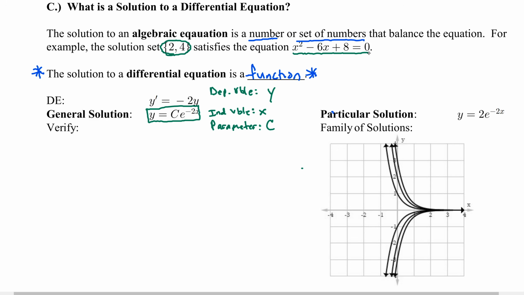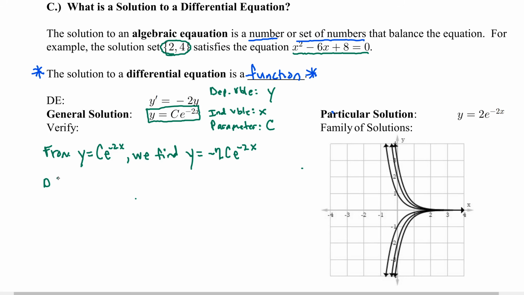So notice our differential equation contains a first derivative, y prime. From our given general solution, that is y equals c e to the negative 2x, we can find the first derivative. That is y prime equals negative 2c e to the negative 2x. Here I'm just differentiating with respect to x, remembering that c represents a real number or a constant.